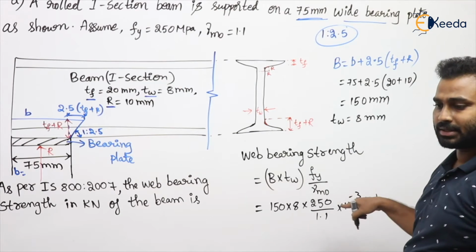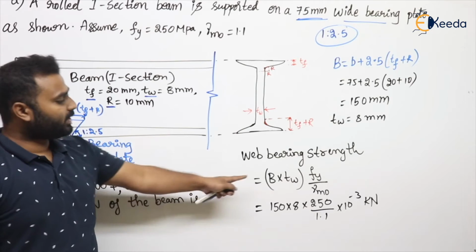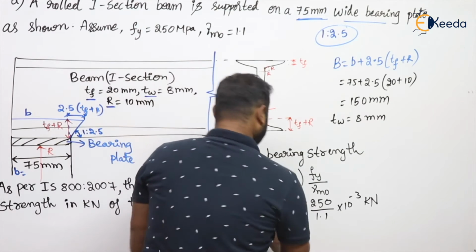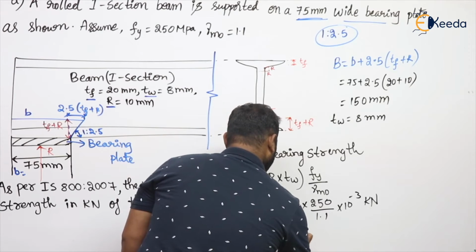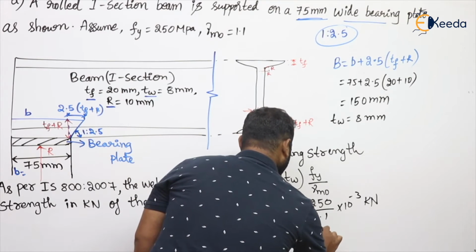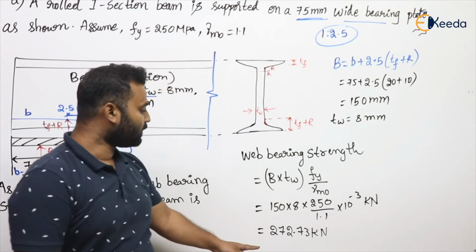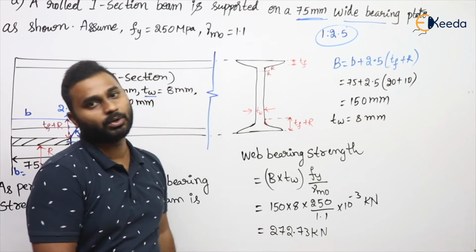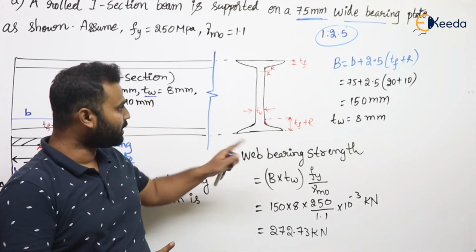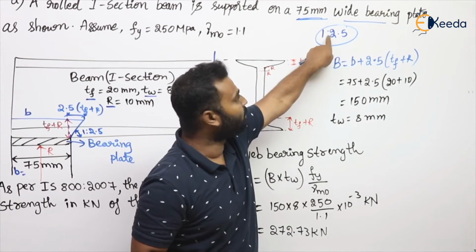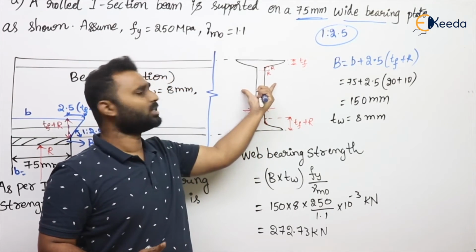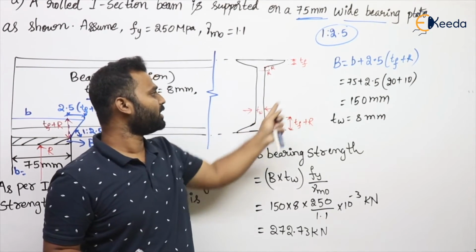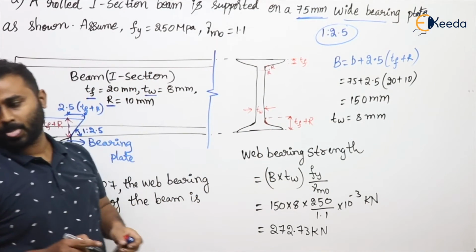Upon simplifying this calculation, we'll get the web bearing strength as 272.73 kilonewton. Take it down. As I said, very simple. But one needs to have the knowledge of this one point, and the cross-sectional properties, that is the cross-sectional properties of the I section: root radius, thickness of flange, thickness of web, etc. Take it down.